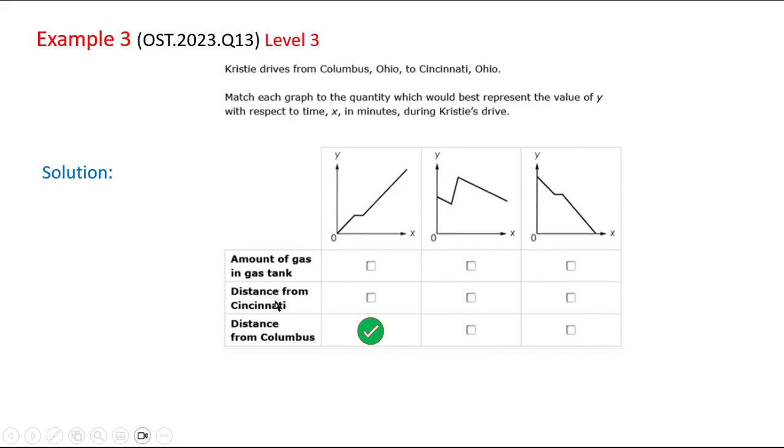The distance from Cincinnati: as you are approaching Cincinnati, your distance is decreasing. That's very straightforward. Now look at the amount of gas in the gas tank. Obviously, as you're driving, the gas is being used, so the amount of gas decreases. At one point, you decided to fill up the tank. It goes up to here, and then as she continues her trip to Cincinnati, the gas is going to start diminishing.